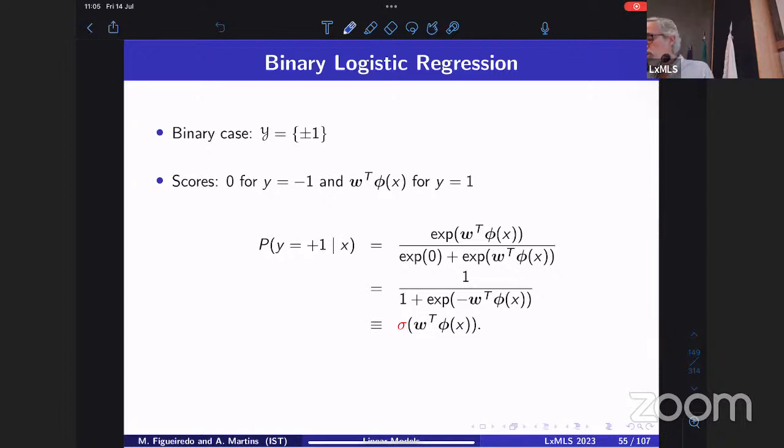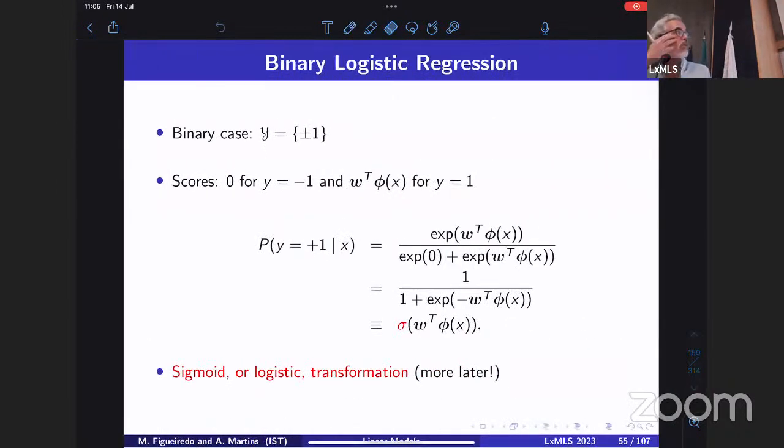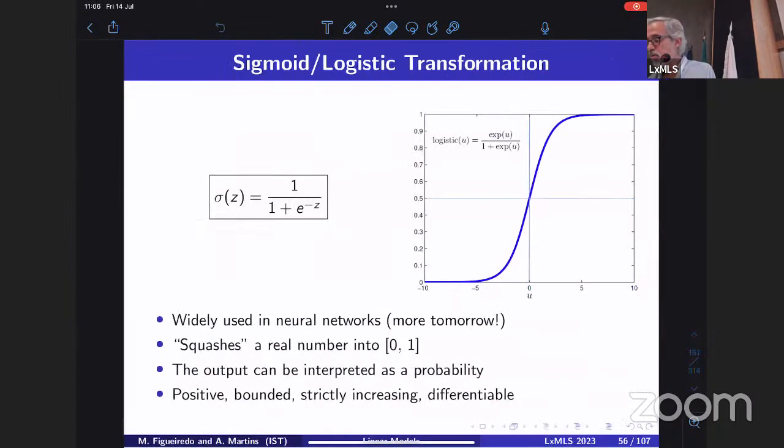And so when you do this exponentiation followed by normalization, one of the scores is zero, so the exponential of zero is one. You get one divided by one plus the exponential of minus the score, after dividing everything by the exponential. And this function is called the sigmoid or logistic transformation, and it looks like this. You've seen it before, I'm sure.